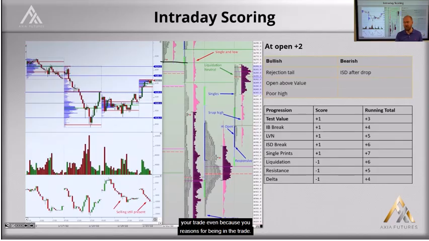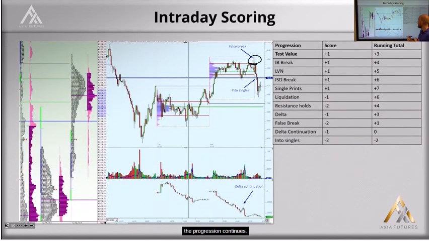Because your reasons for being in the trade, as you come up here, we'll come down here, 3, 4, 5, and now reducing back down, 5, 4, 7, 6, 5, 4. This is saying to you, get out of the trade. Take your profit, bank that, move on. Wait for your score to change. Is it going to increase back up, in which case you can get back in on a break through highs? Is it going to reduce as you fall into single prints further? If it starts to fall down, then you can play on the acceleration of that drop back down. And so then the progression continues.